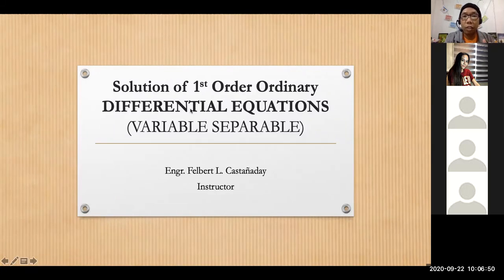So our topic for today is separable differential equations. We are now going to solve first order differential equations, first order ordinary differential equations. There are many methods or techniques that we can use to arrive at a solution of a differential equation. The first one that we are going to learn is the variable separable method, or separation of the variables.